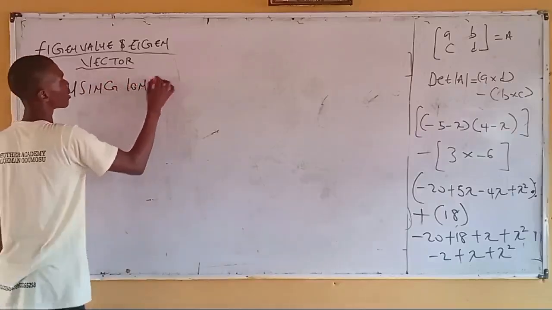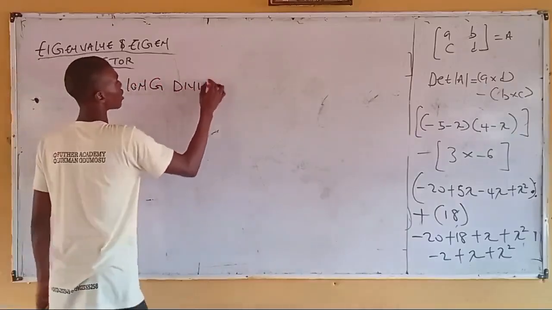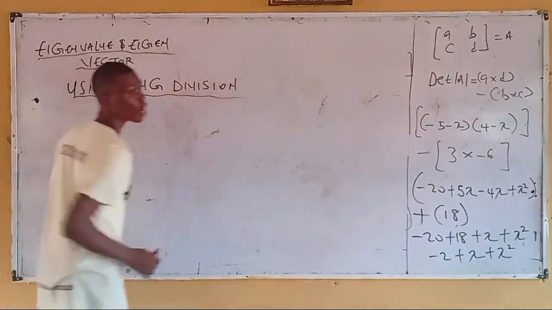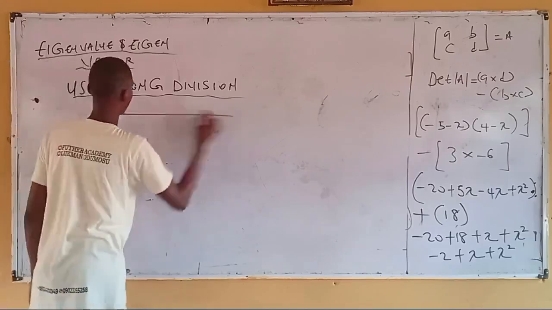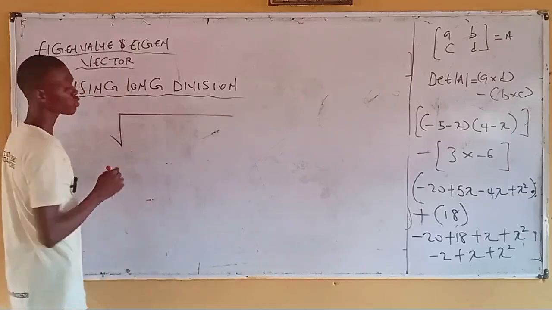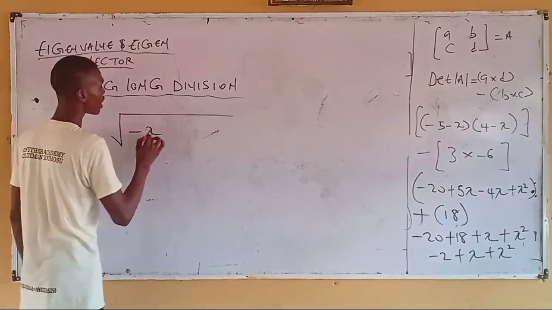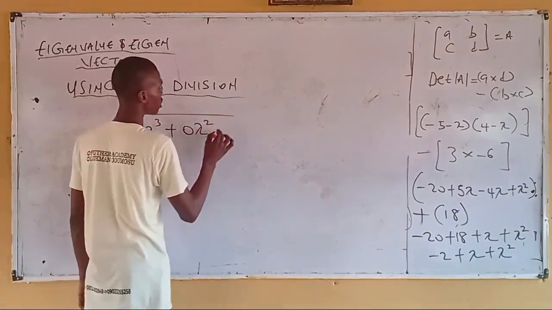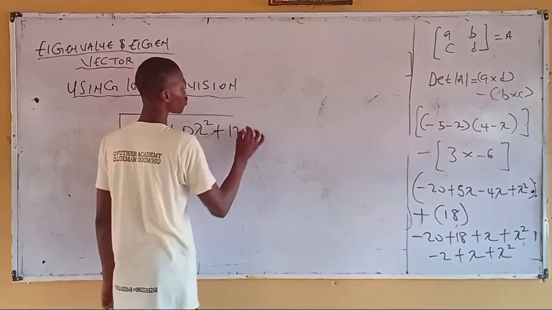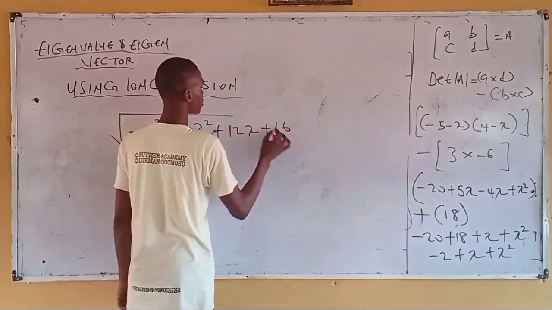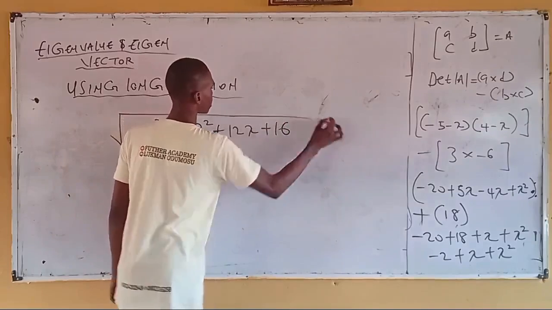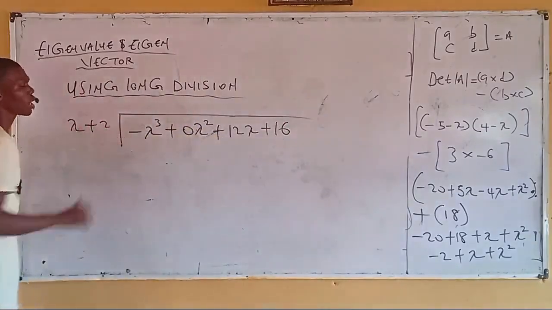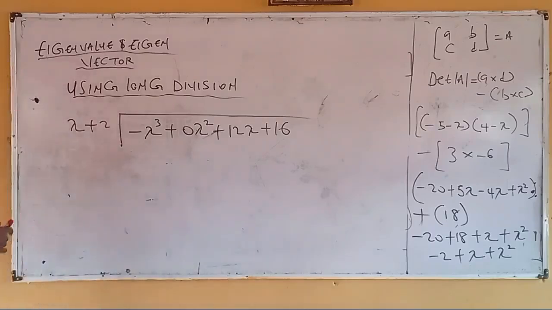Using long division, right? Now by long division, what's the polynomial? What's the given polynomial? Negative lambda cube plus 0 lambda square plus 12 lambda plus 16. What's the divisor? Lambda plus 2. Now let's implement the long division rule.